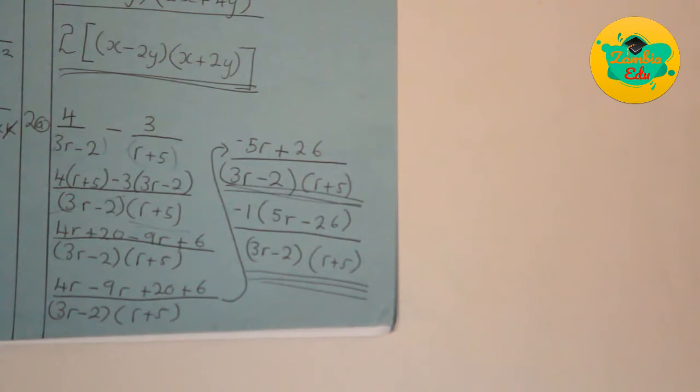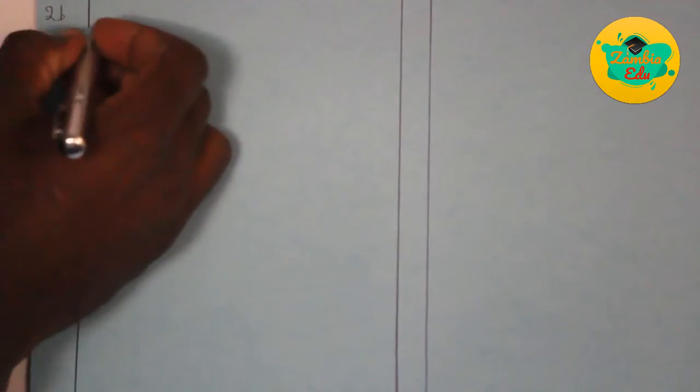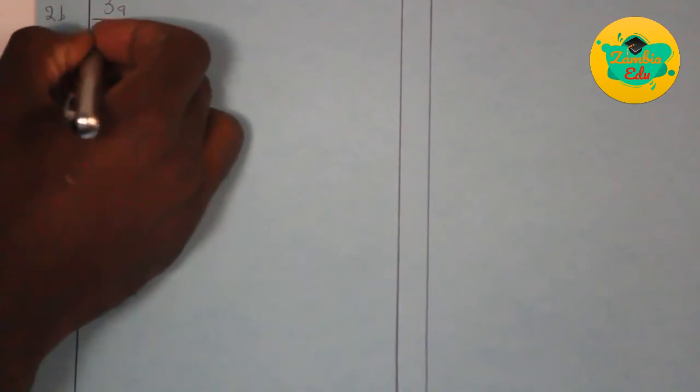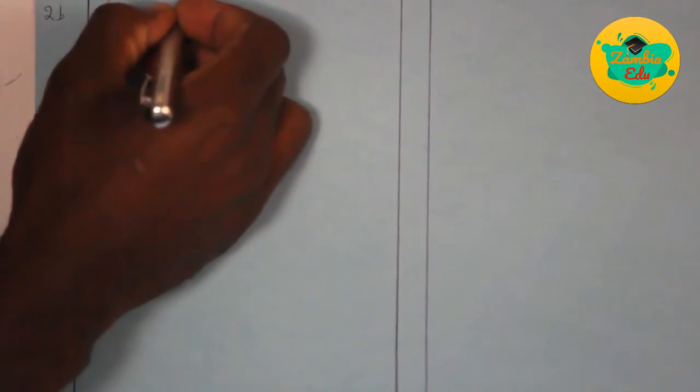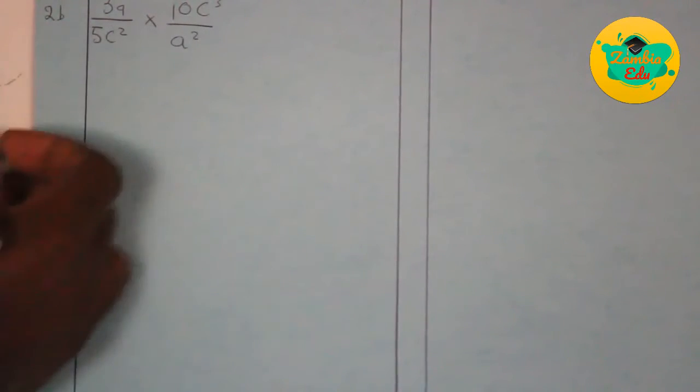So we go to our next question. The last question in the 2016 GCE paper was question 2b on algebra, and it said simplify 3a over 5c squared times 10c cubed over a squared. So we indicate there 2b, and we are considering 3a over 5c squared times 10c cubed over a squared.